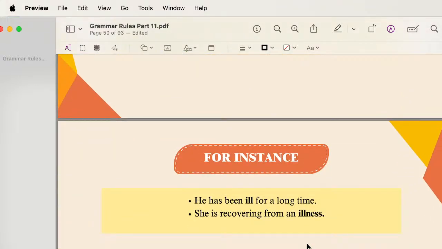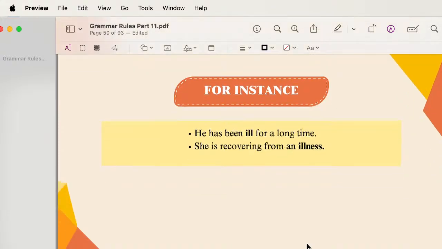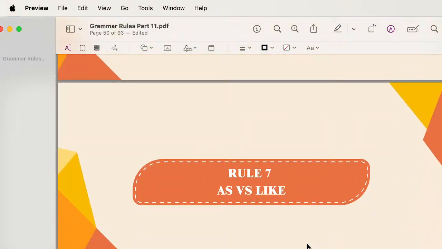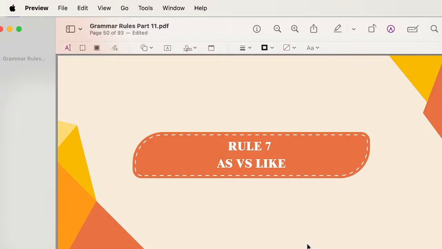He has been ill for a long time. She is recovering from illness. For long, serious, chronic diseases, you're supposed to use ill, and she's recovering from illness. Again, it looks like a serious condition because she's taking time to recover. So you're supposed to use ill or illness here. Right? Now the next rule is as versus like.